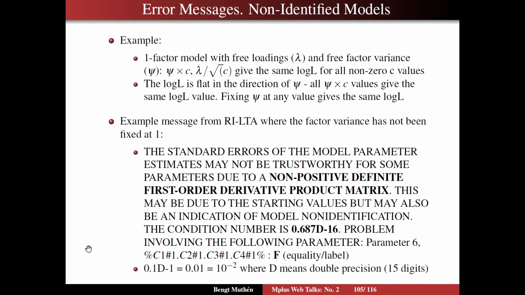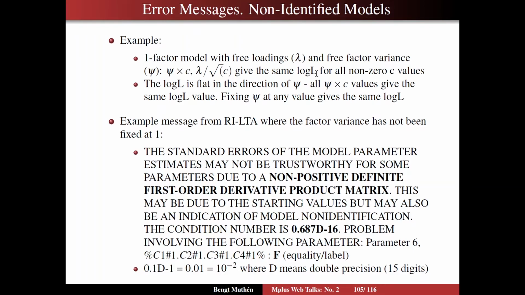So let's take an example on slide 105. Simple case of a one-factor model with 3 factor loadings and a factor variance. We call them lambda and psi. And we know then that we have forgotten to set the metric of the factor, either by fixing the first loading or fixing the factor variance to 1. In that case, we can change the parameter values by multiplying factor variance by c, a constant, and dividing the loadings by square root of c, and get the same log likelihood.